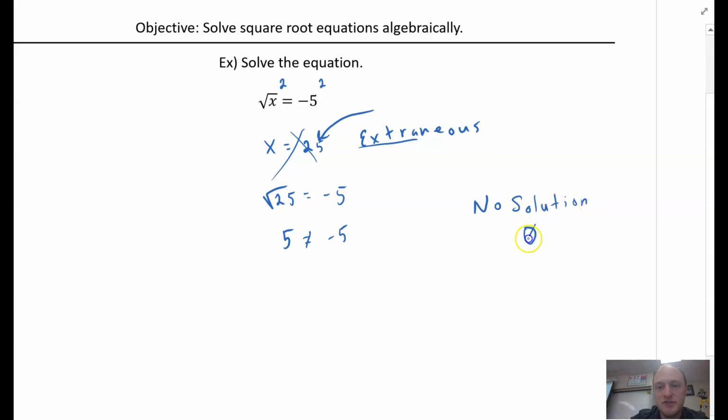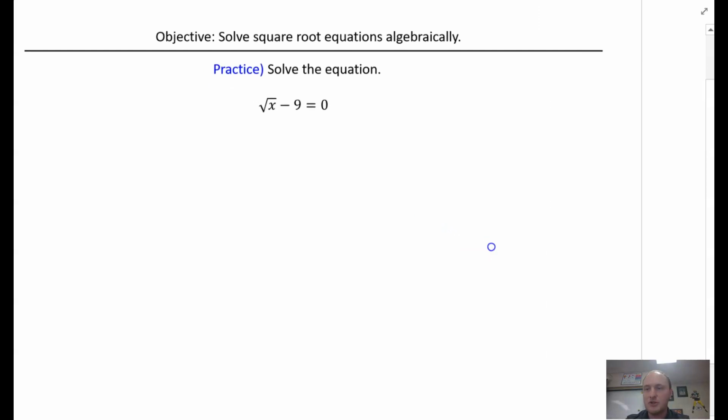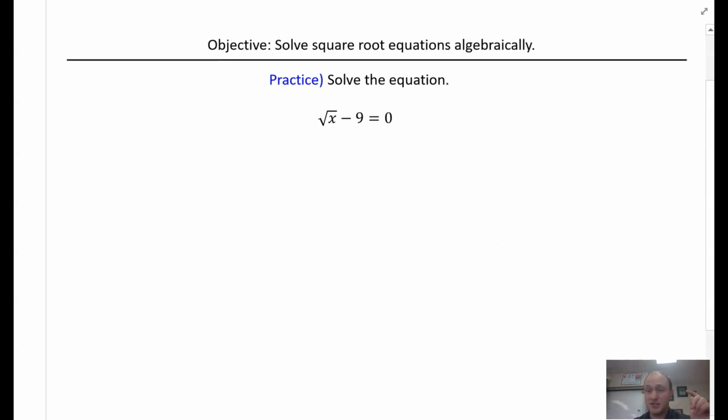No solution. Or you can say the empty set, right? No solution. All right. Okay, I think that is it for examples for this video. I think they were all linear examples. I do have some practice problems for you. So I want you to try this. Please pause the video, actually pause it, and try this example, okay?